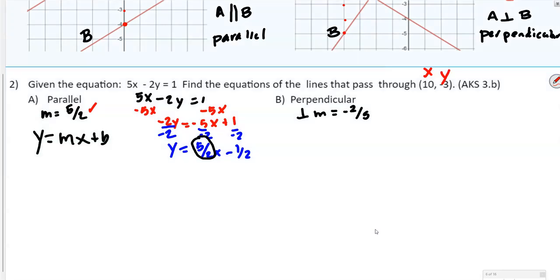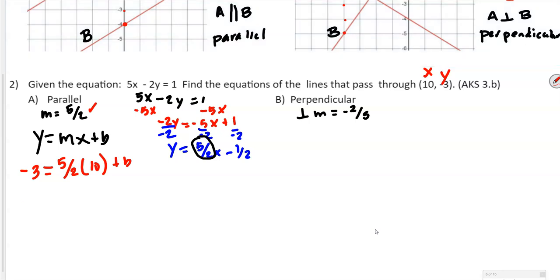So over there, see where it says through the point? So x, y. Our y is -3, and our m is 5/2, and we're going to multiply that by 10, and we're going to add b. Now, I know that 5 times 10 is 50, divided by 2 is 25, so this is going to be negative 3 equals 25 plus b. So we're going to subtract the 25 from both sides, right? So that's going to be negative 28 is equal to our b.